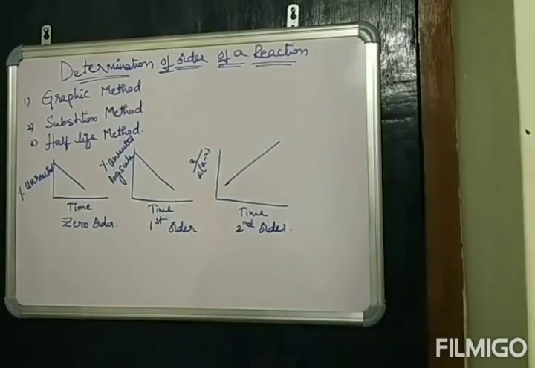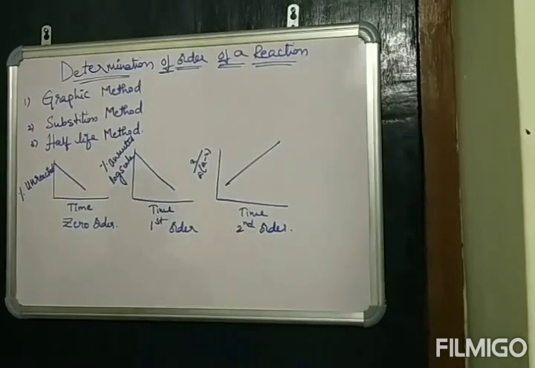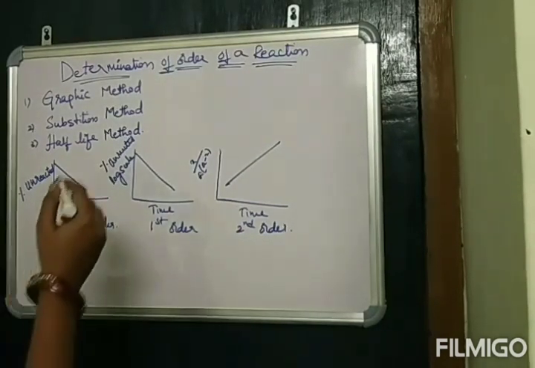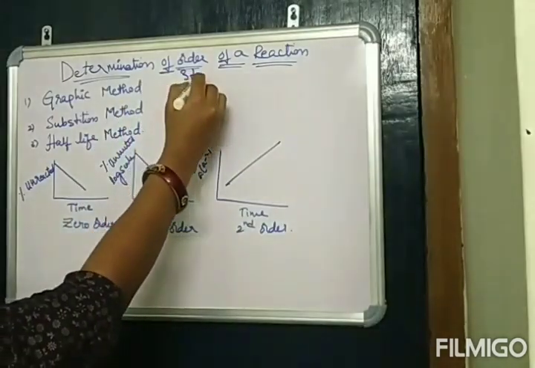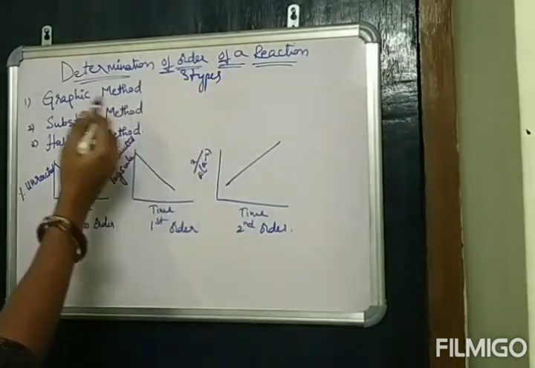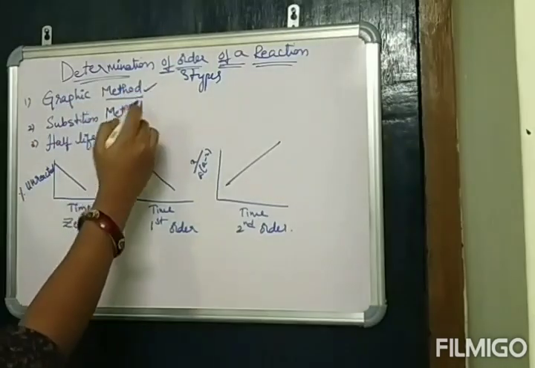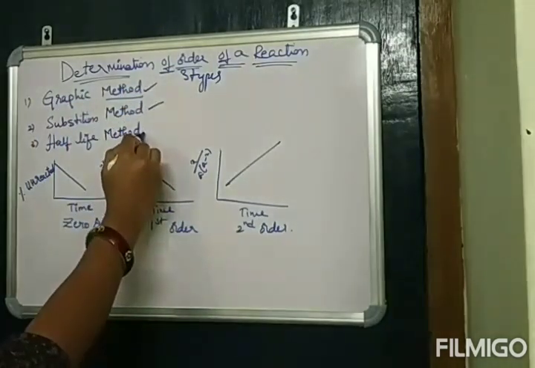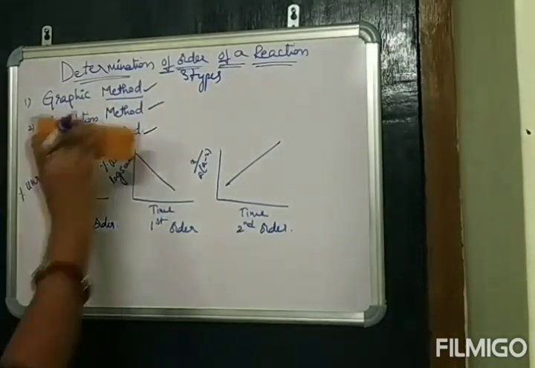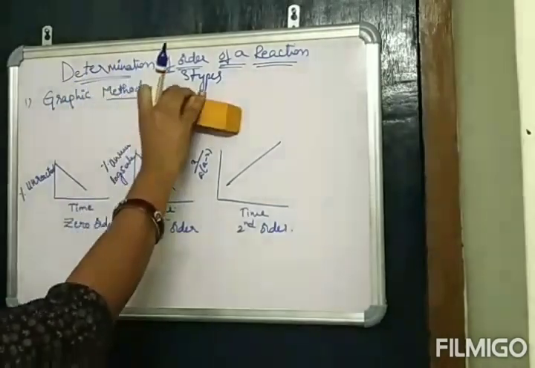Hi everyone. In today's session we are going to discuss the determination of order of a reaction. There are three methods to determine the order of a reaction. First one is graphic method, second is substitution method, third is half-life method. Okay, first see the graphic method.